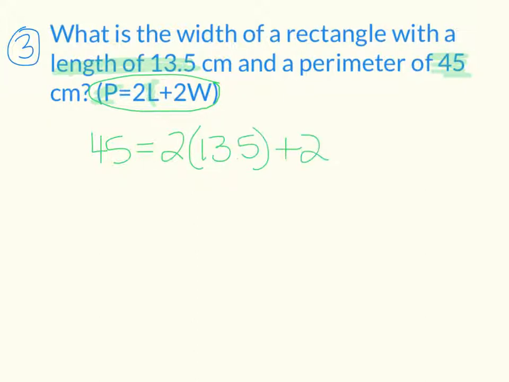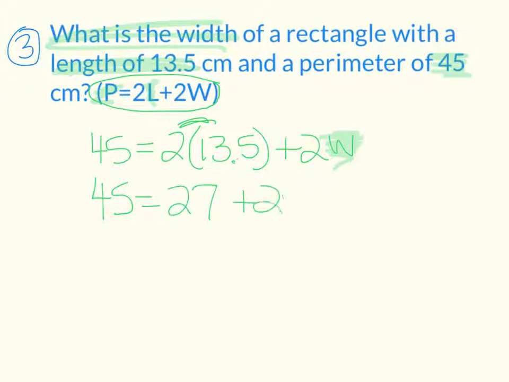Plus 2, and then the W, it's asking us what is the width. So that's our unknown. Now we want to solve this equation. Okay, so I'm going to solve it for W. So I'm going to leave the W alone. I'll get rid of everything else. Okay, but before we can, we need to go ahead and multiply the 2 times 13.5. So 13.5, that's 27 plus 2W.